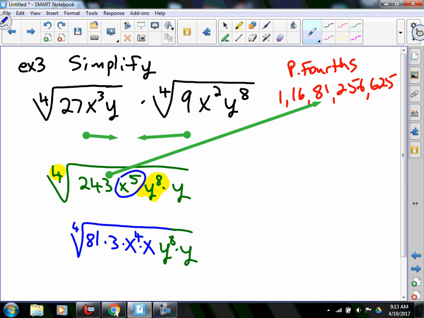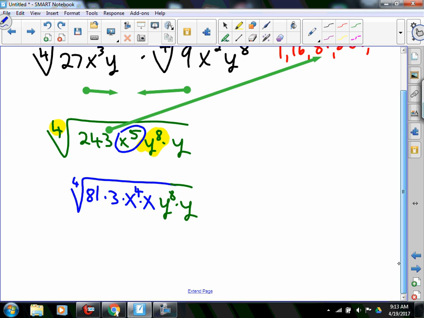Because of the fourth root of 81, who's going out and playing basketball? A 3. So because of the fourth root of 81, a 3 is going to go out and play basketball. Because of the fourth root of x to the fourth, who else is going out and playing basketball? X. Because of the y to the 8th, who else is going out and playing basketball? Y squared. So we still have this fourth root left over, and there's some people watching Springer.